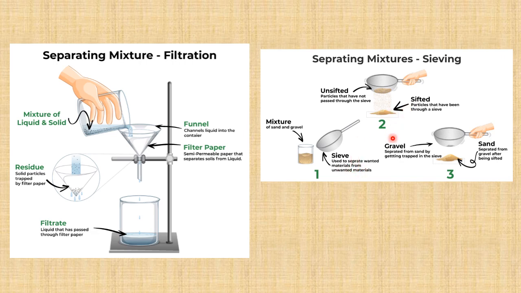So what do we do? We pour the mixture of sand and gravel into the sieve right here. While we shake the sieve, the gravel, because it's larger in particle size, will stay in the sieve, while the sand will come out through the pores of the sieve. You see, this is what happens here. Once you shake the sieve, the smaller substance with smaller particle size will go through the pores, while the larger one will remain. So this is the sieving technique.